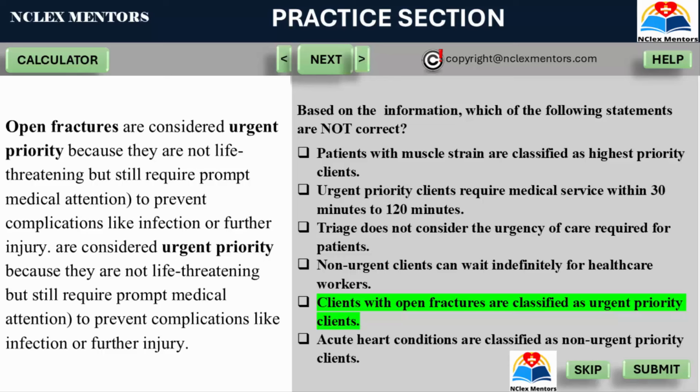Option E, clients with open fractures are classified as urgent priority clients. This is correct. This statement is accurate. Open fractures are considered urgent priority because they are not life-threatening, but still require prompt medical attention to prevent complications like infection or further injury.